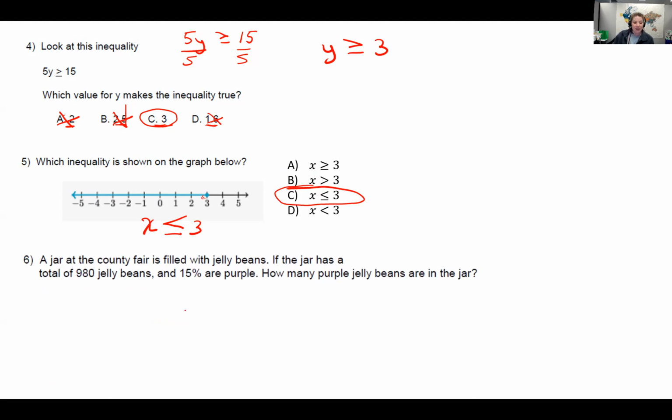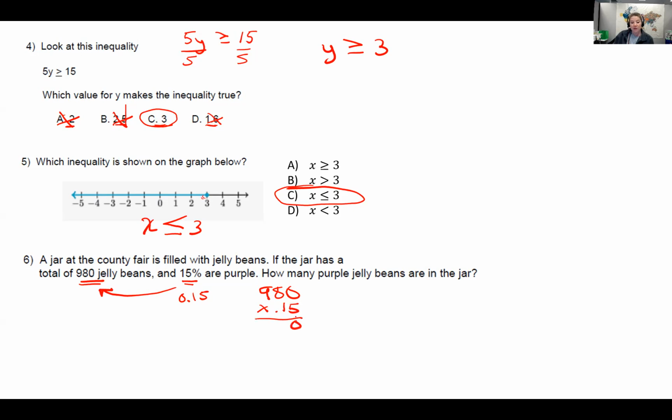Number 6, a jar at the county fair is filled with jelly beans. If the jar has a total of 980 jelly beans and 15% are purple, how many purple jelly beans are in the jar? So basically we want to know what is 15% of 980. So we are going to multiply. We're going to turn this percent into a decimal, move our decimal 2 places to the left. And we're going to multiply 980 times 0.15.